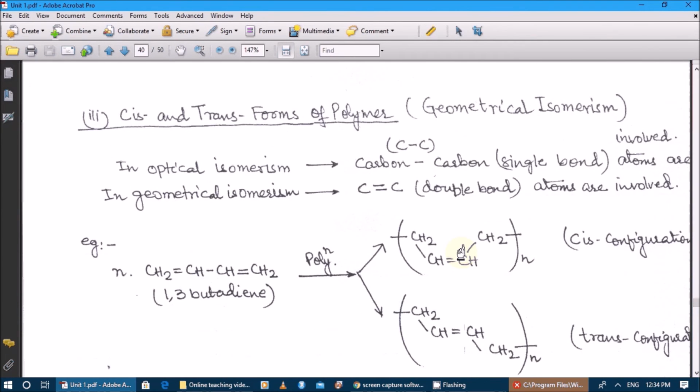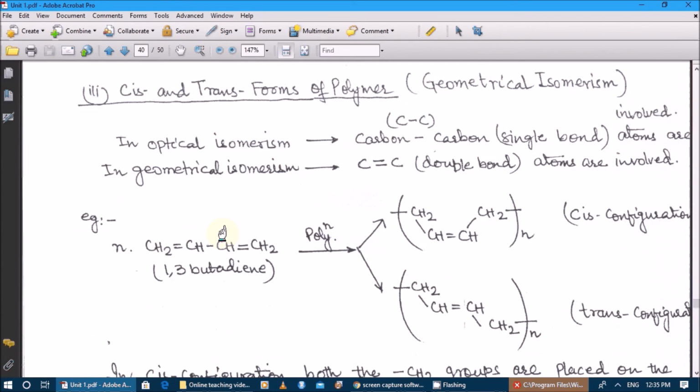The second classification of the polymer is based on geometrical isomerism. The first one was based on optical isomerism. According to optical isomerism, we can divide the polymer as isotactic, syndiotactic, and atactic. Whereas in case of geometrical isomerism, we can classify them as cis type and trans type of polymer. Cis and trans forms of polymer.